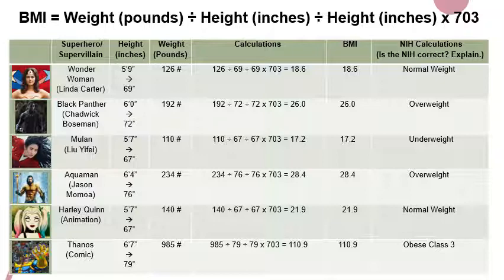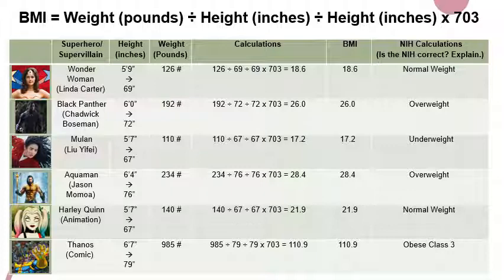All right, Thanos, the comic fictional character, is not real. Remember that. 6 feet 7 inches. So 6 times 12 equals 72. Plus 7 inches equals 79 inches. And according to the comic book, he's 985 pounds. So, as far as the calculation, 985 divided by 79 divided by 79 times 703 equals 110.9. So his BMI is 110.9.